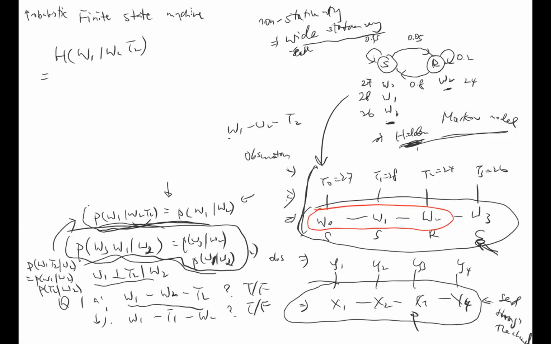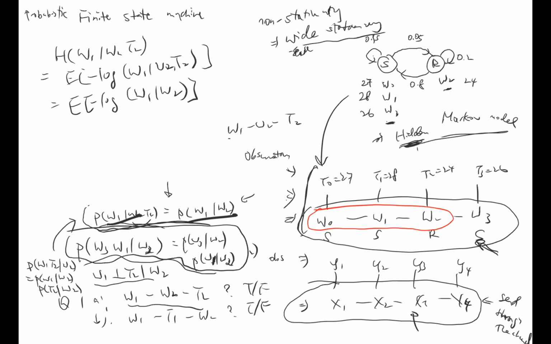So then this one here, what's the expectation of, sorry, what's the conditional entropy of W1 given W2, T1? It will be the expectation of minus log of W1 given W2, T1, T2, right? But we are saying that this is equal to this guy, so therefore it's equal to the expectation of minus log of W1 given W2 here. And this is just equal to H(W1 | W2).